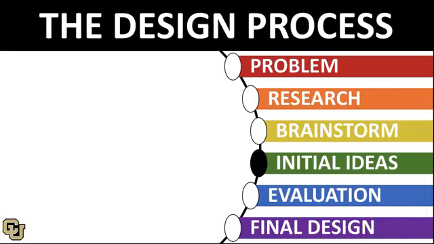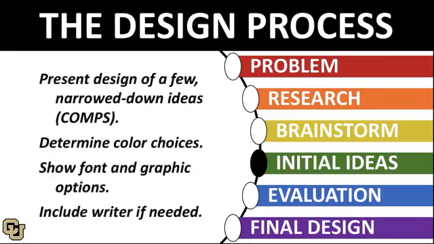The initial ideas step is when the designer narrows down a few preliminary ideas and forms multiple small-scale design solutions. These are called comps. Designers may show you possible color, font, and graphic options, and if needed, a writer or even a photographer may be hired. This phase is also when pricing and production timelines are discussed, such as using commercial printers, developing websites, maybe even procuring URLs, and other items that may need to be purchased for the project.